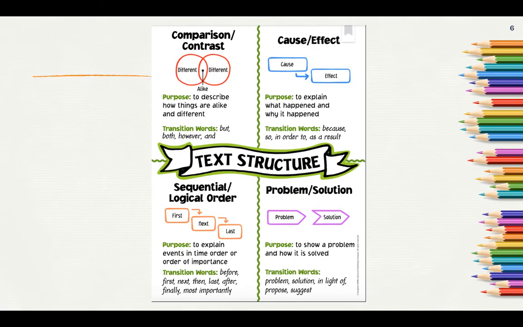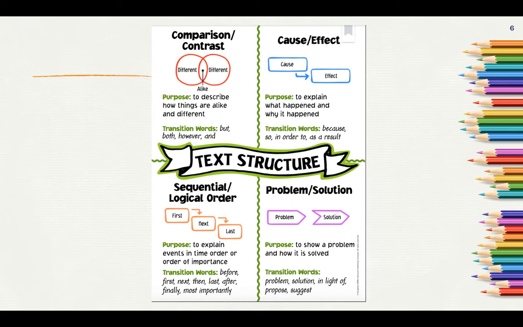As I said earlier, there are many different types of text structure. An author might choose one or more depending on the text purpose. Transition words provide clues to the structure of a text. Understanding text structures helps readers connect ideas and events. Take a moment now to pause the video and copy this chart down into your reading journal. Welcome back. Now that you've copied down this anchor chart, I want to discuss it.